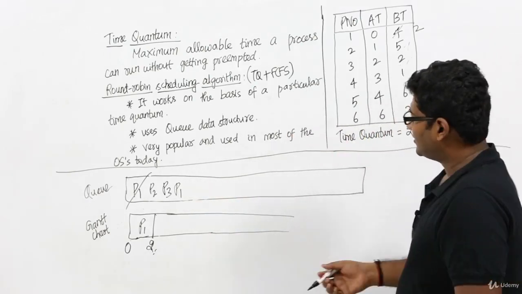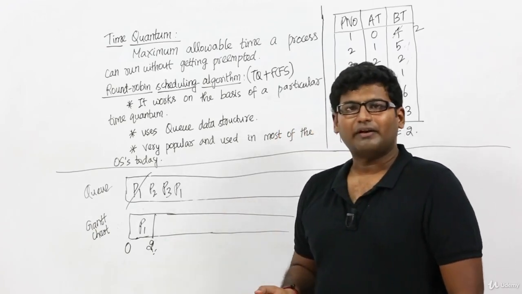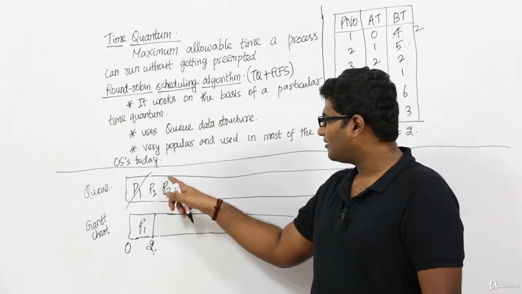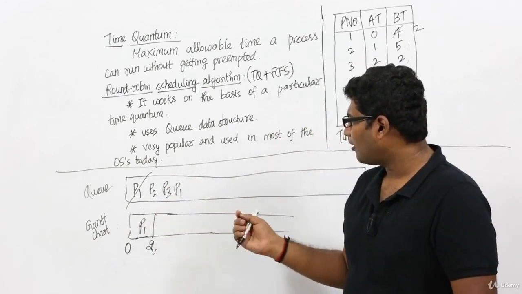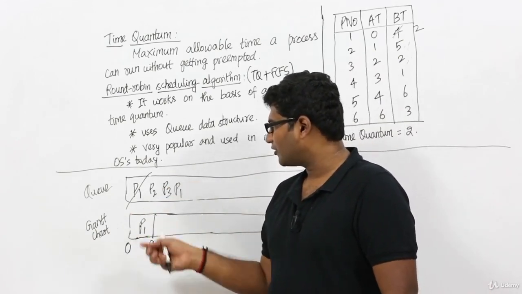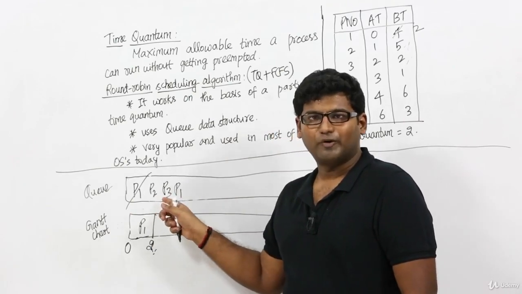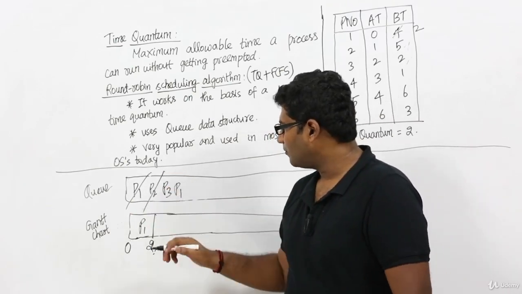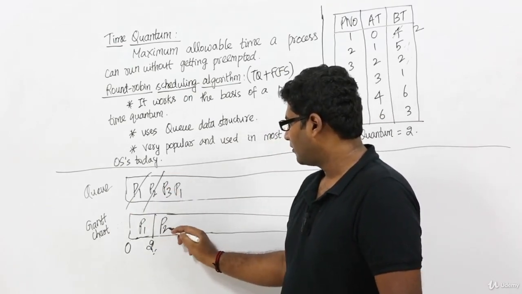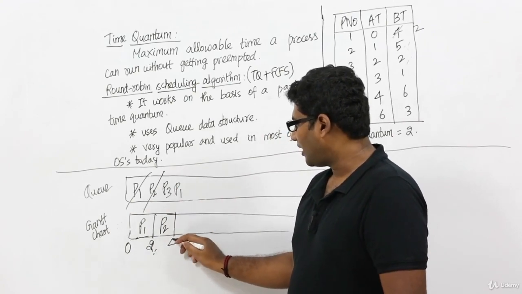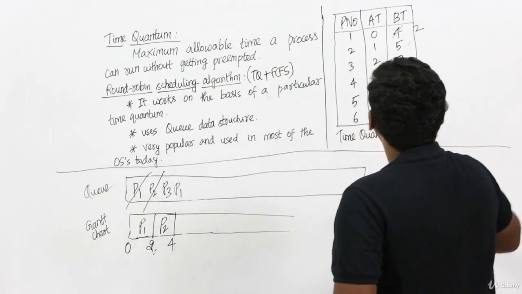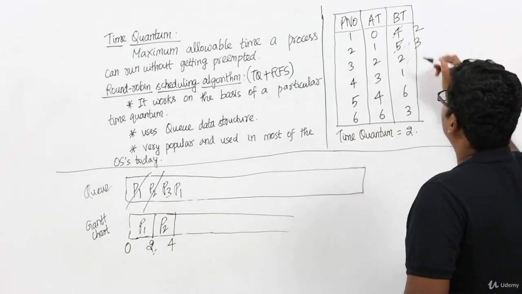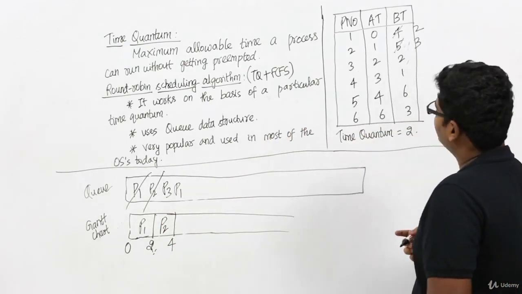Now, as I have already told, in order to schedule a process we should always remove it from the front of the queue and then schedule it. Now P2 is at the front of the queue, so P2 will be removed and P2 will be scheduled. It will again execute for 2 time units because our time quantum is equal to 2. So P2 will become 3 because 2 time units have already been executed.